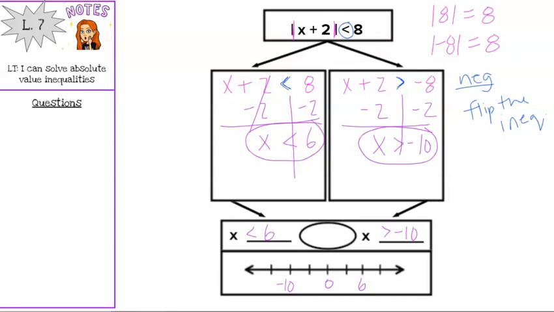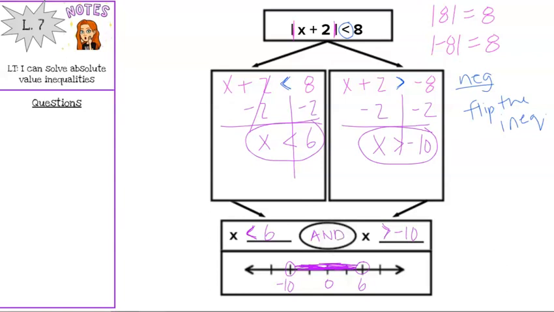Okay, so I know it's going to be less than 6, which means open circle at 6, and I'm going to shade towards 0 because 0 is less than 6. But then we also have the other side of it. We have x is greater than negative 10. Well, greater than, open circle, because it's not equal to. And I'm going to shade towards 0 and 6 because 0 and 6 are both greater than negative 10. So as you can see, we have two circles and the line is meeting in the middle. So that's an and compound inequality.